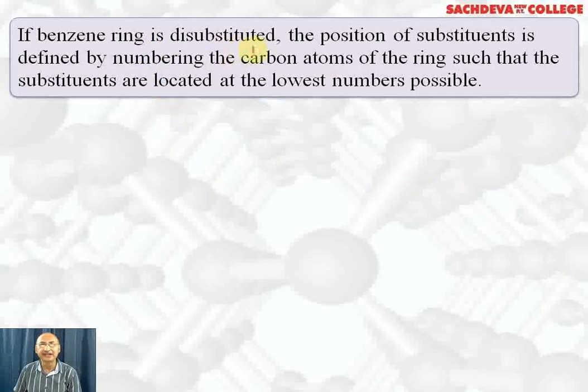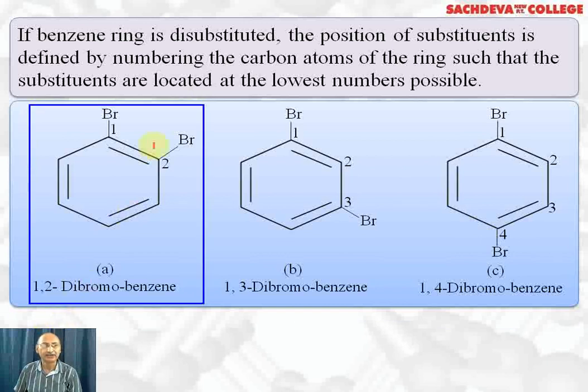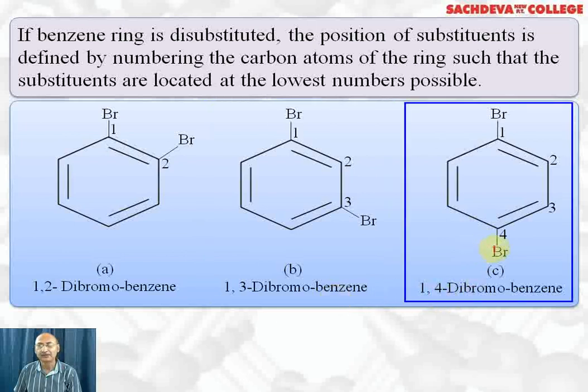If the benzene ring is disubstituted, the position of the substituent is defined by numbering the carbon atoms of the ring such that the substituents are located at the lowest possible positions. For example, here we have 1,2-dibromobenzene. This is also called ortho-dibromobenzene. 1 and 3 position is called 1,3-dibromobenzene as IUPAC name. Its common name is meta-dibromobenzene. This compound is called 1,4-dibromobenzene as IUPAC name, and in the common system we call it para-dibromobenzene.